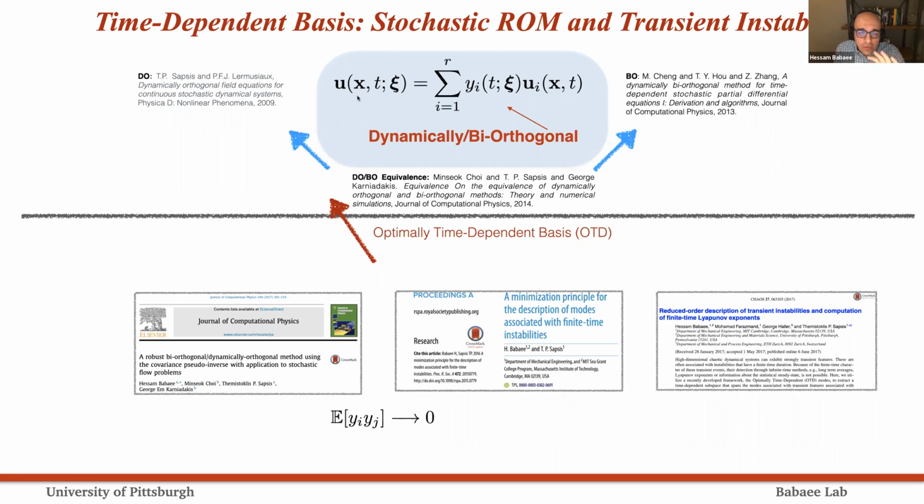which is to solve a UQ problem where X and T are space and time, and this psi is a random space. This was done for the decomposition of that random field into random processes times the modes. So there are various flavors of this bi-orthonormal decomposition and dynamically orthogonal decomposition, and they have been shown to be equivalent to each other.